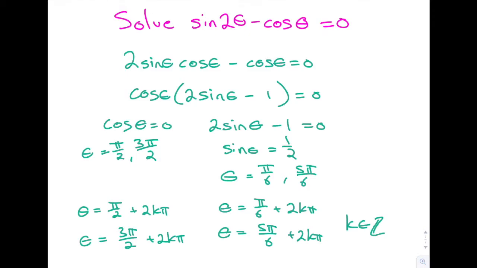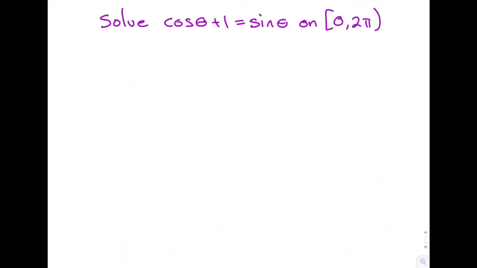So we use our double angle formula to help us get to one point where we have an expression in terms of just theta, no double, or sometimes you might even see a triple angle inside the trigonometric function. And then we factored and then solved for the angles that made each factor equal 0. Now let's solve cosine theta plus 1 equals sine theta on the interval 0 to 2 pi.